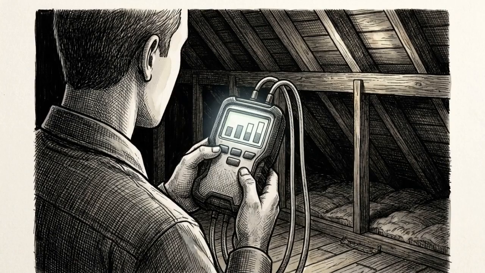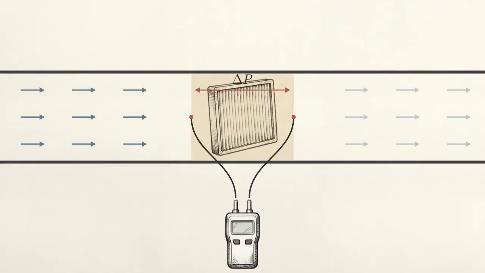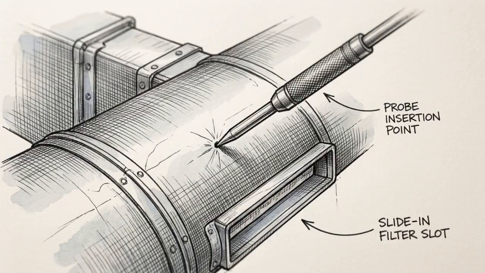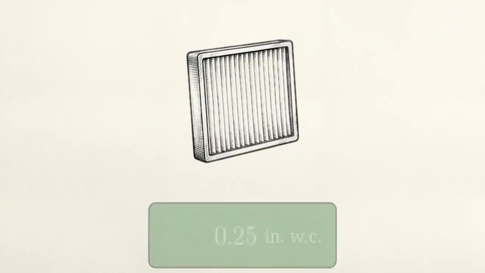To find out where that air is being choked off, we use differential pressure. This allows us to measure the invisible physical resistance across the filter bank. Take your manometer and insert one probe into the ductwork immediately before the air filters, and insert the second probe immediately after them. A healthy, clean system establishes our baseline.